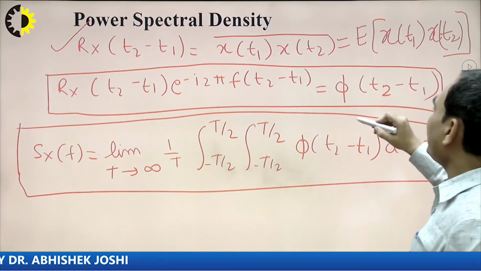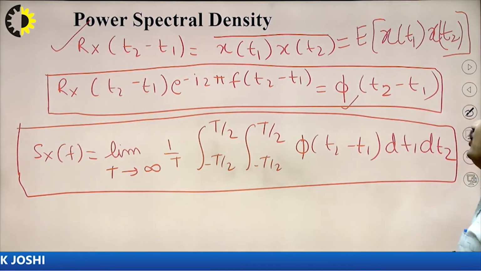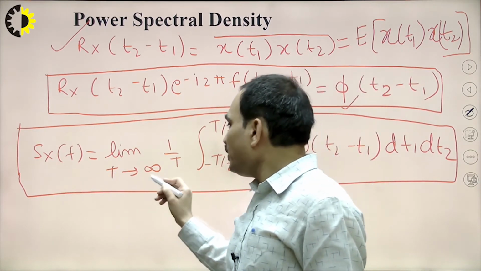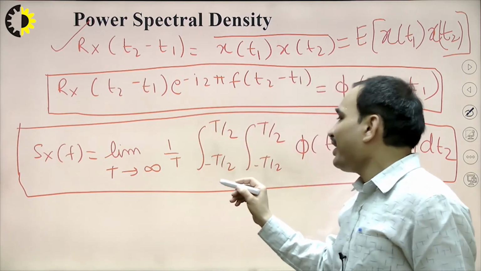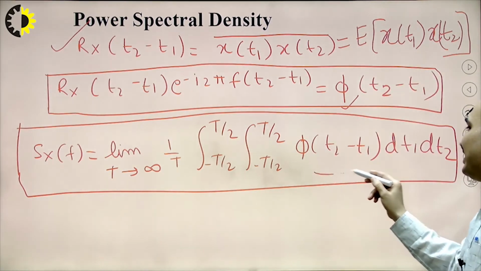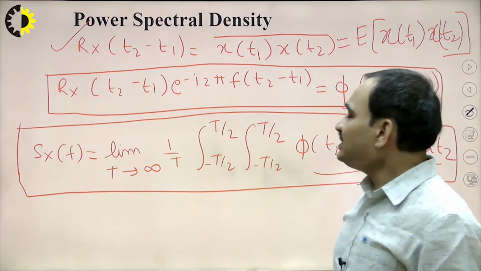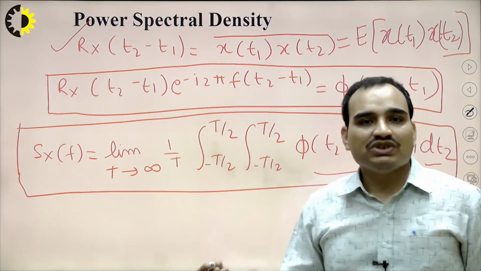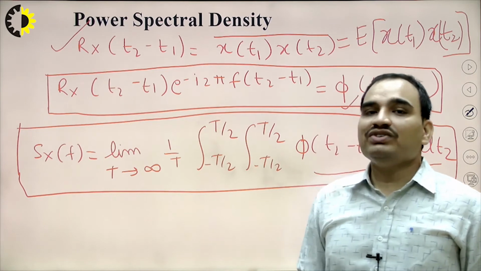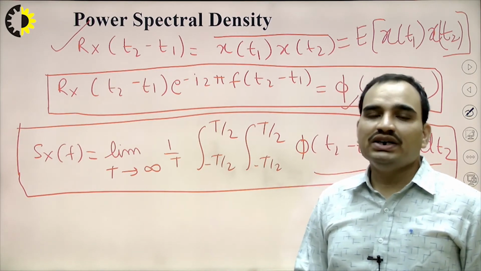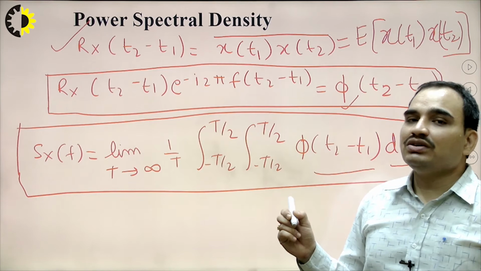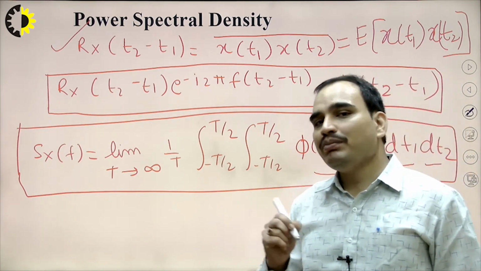We define this with another variable, phi(t2 minus t1). So we have this Sx(f), that is limit t tends to infinity 1 by t, integral minus t by 2 to plus t by 2, second integral minus t by 2 to plus t by 2 of phi of (t2 minus t1) dt1 dt2. So this is the power spectral density of the random process x(t) at the two time instants t2 and t1. With the help of the autocorrelation function we can find the power spectral density, because according to this theorem the Fourier transform of the autocorrelation function is the power spectral density.